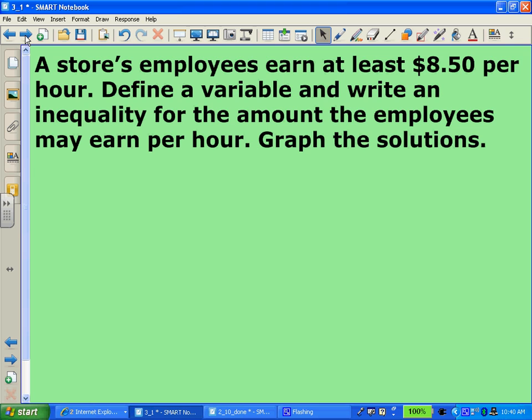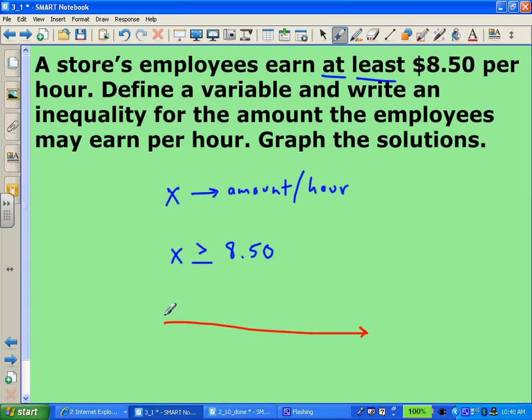A store's employees earn at least $8.50 per hour. Define a variable and write an inequality for the amount the employees may earn per hour. Graph the solutions. So let's use x, and the x represents amount per hour. So I have x. I hope you noticed again we have the key phrase at least. At least means greater than or equal to. They earn at least $8.50. So our inequality would be x greater than or equal to 8.50.